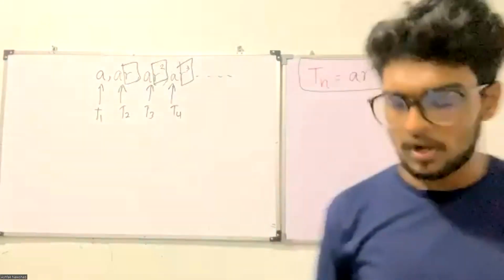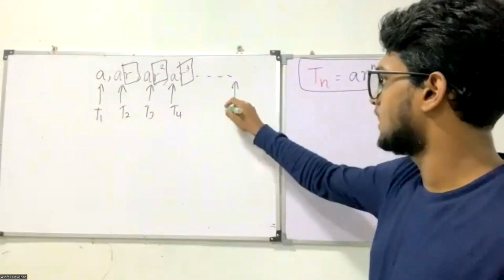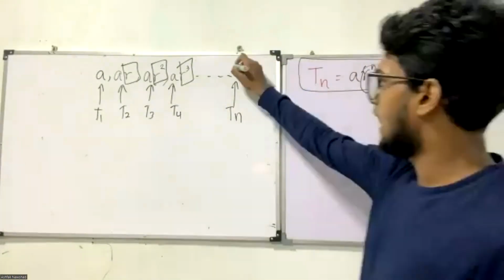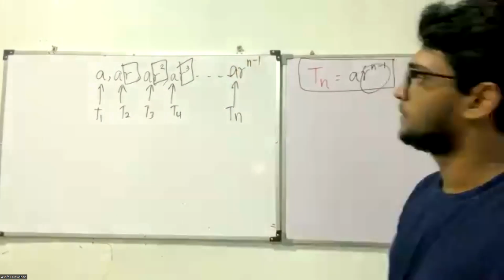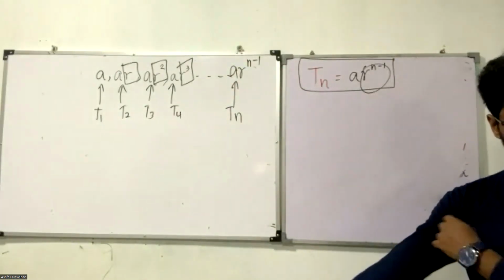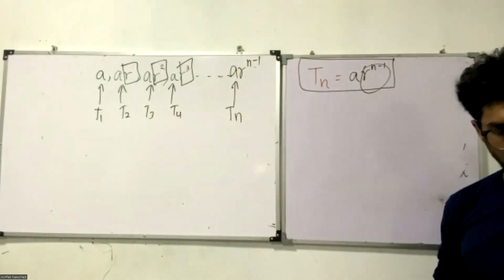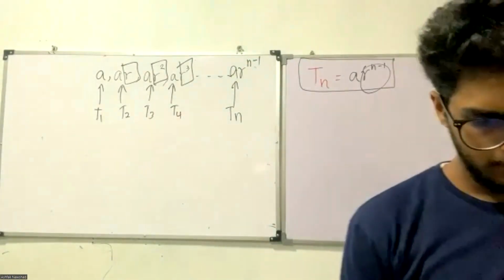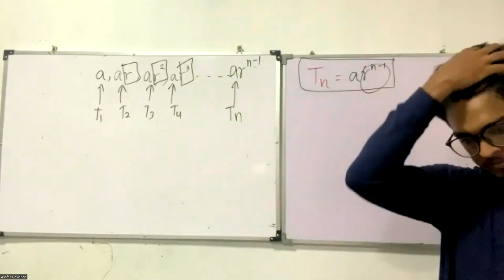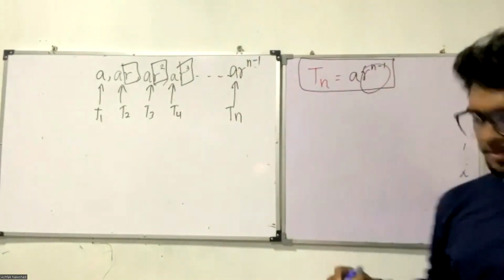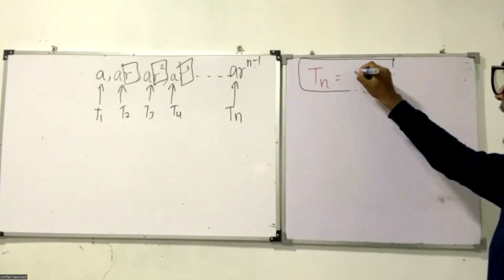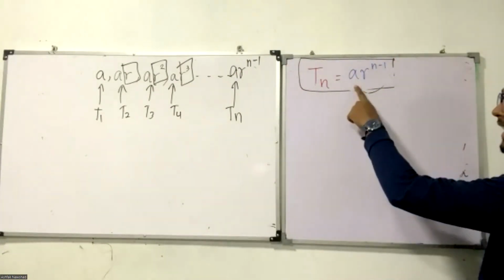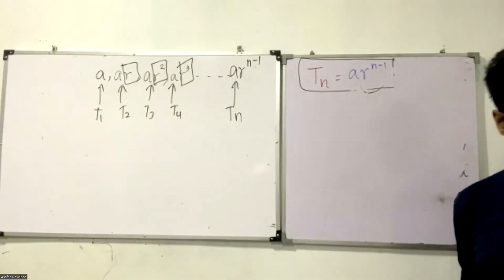So, what would be the nth term, Tn? What would be the power of R? Exactly, AR to the power n minus 1. This is how the formula comes. Is that understood? So you will have to memorize only this, AR to the power n minus 1. A is the first term and R is the common ratio.